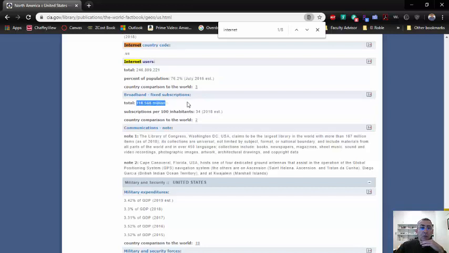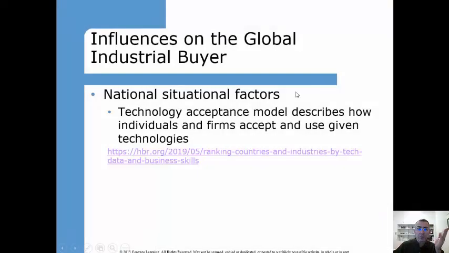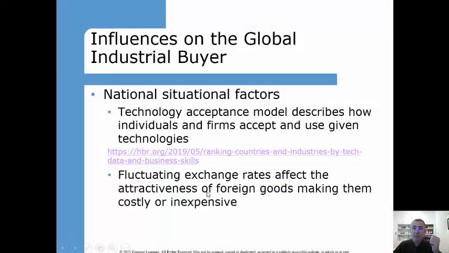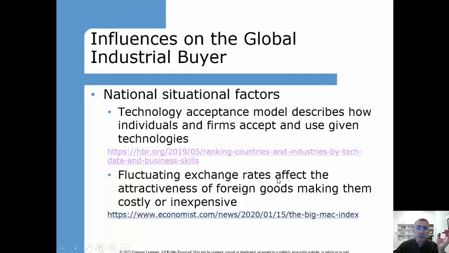And as a net number, we have 110. But in terms of comparison to the world as a percentage, we're number 3. Remember, Korea was number 2. Anyway, again, those things are going to matter as you want to penetrate a market. Exchange rates fluctuate, and they affect the attractiveness of foreign goods, making them costly or inexpensive.